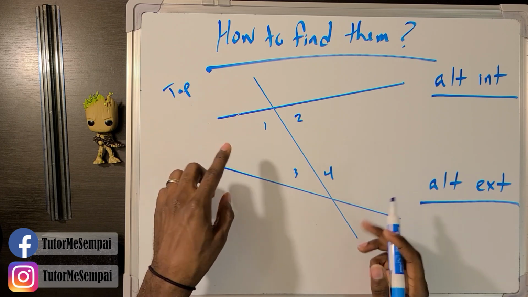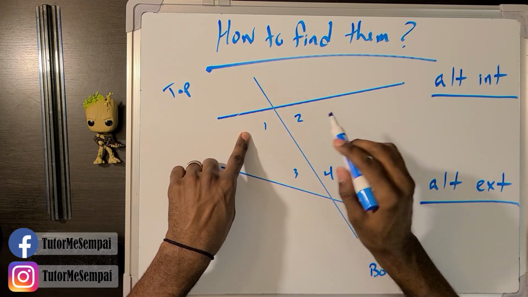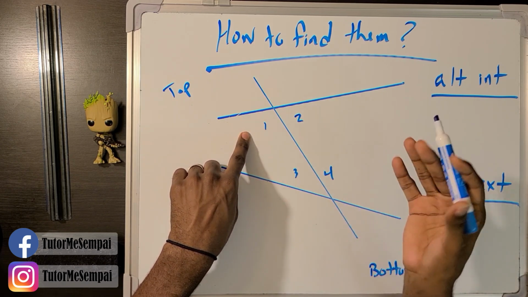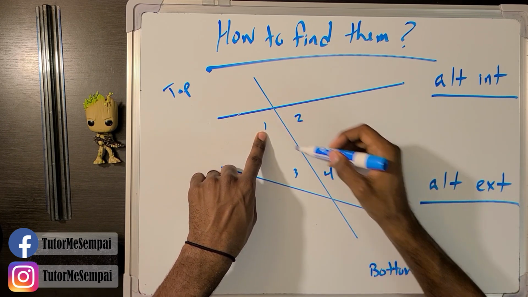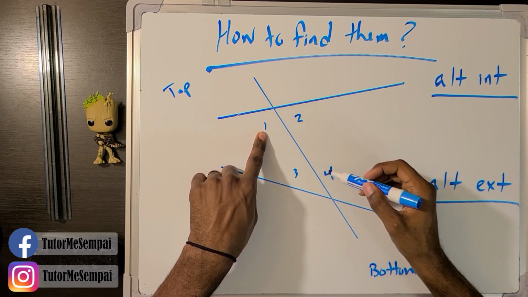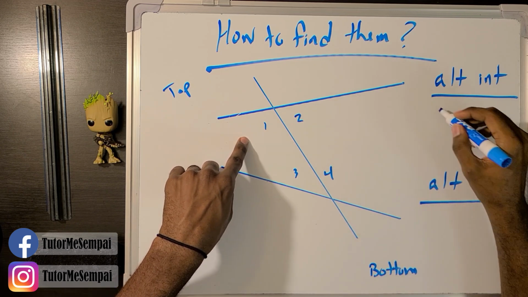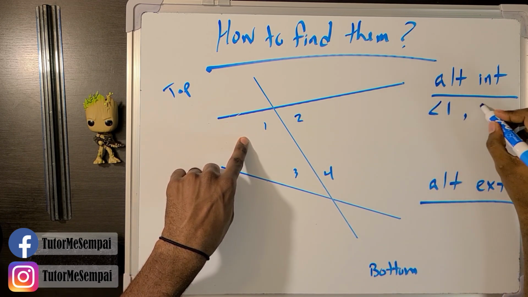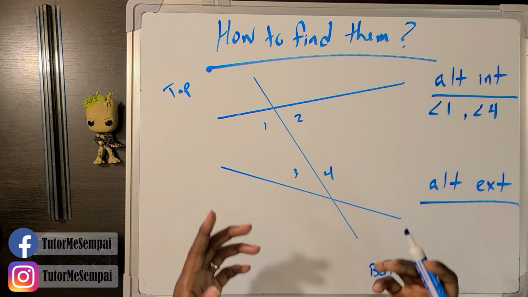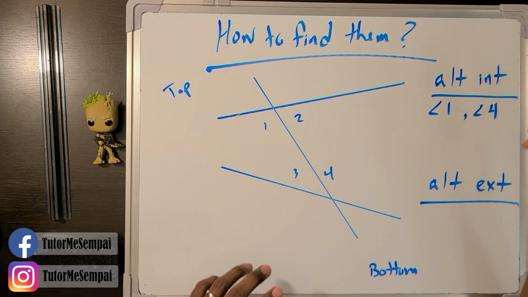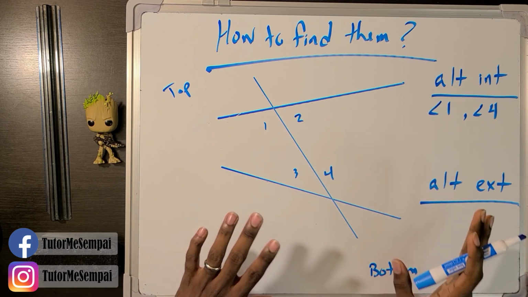And look at it. If you think about it this way, when you jump over the transversal, on the opposite side of the transversal, you're going to have 1 and 4 being opposite one another. And they're both interior, so we know that this pair, angle 1 and angle 4, are going to be our alternate interior angles.